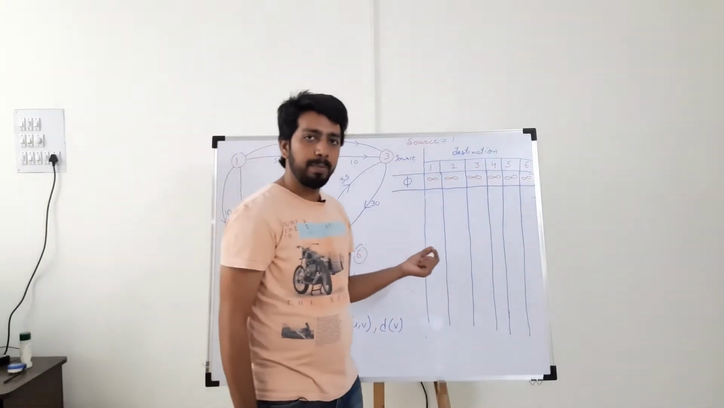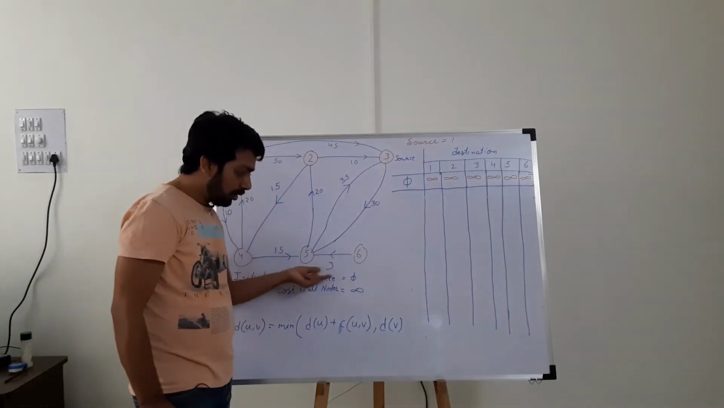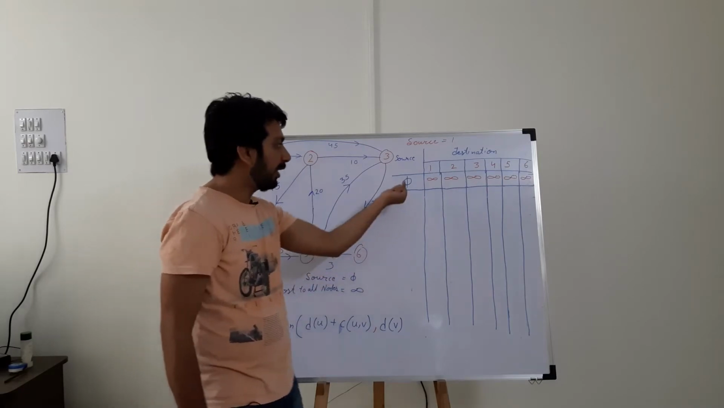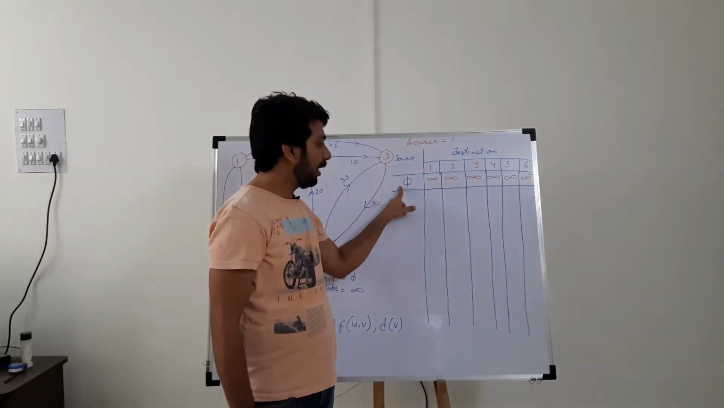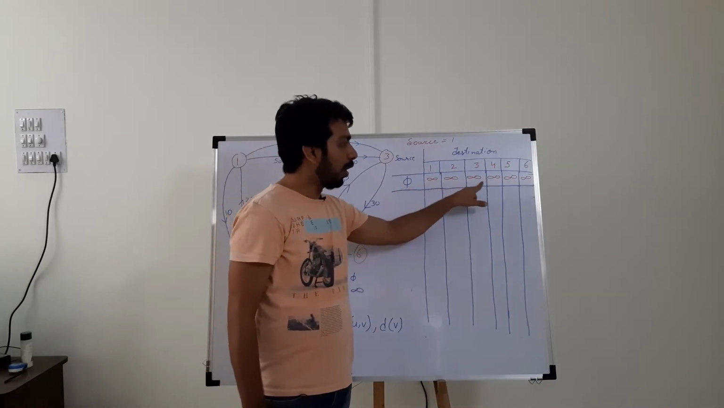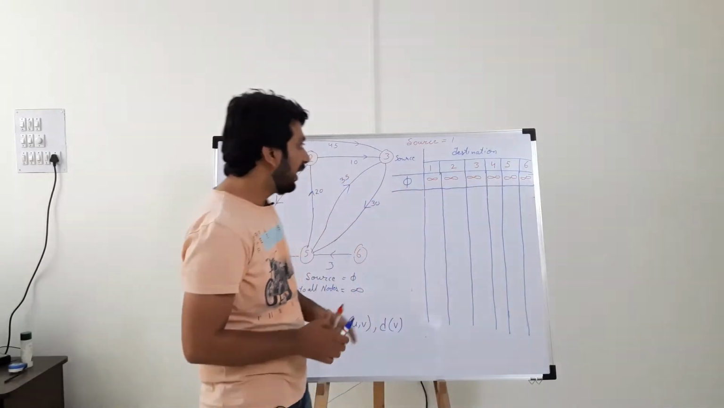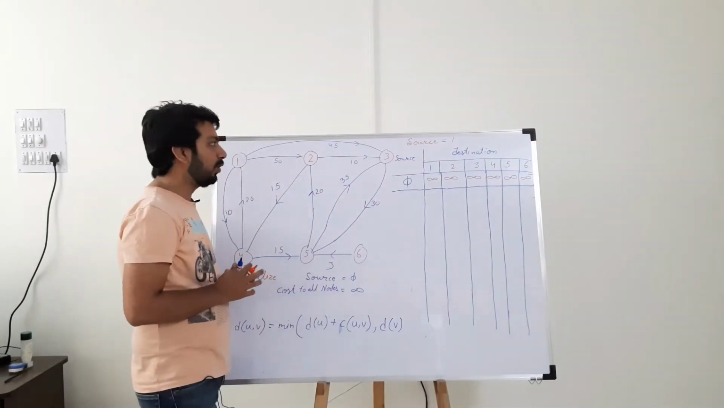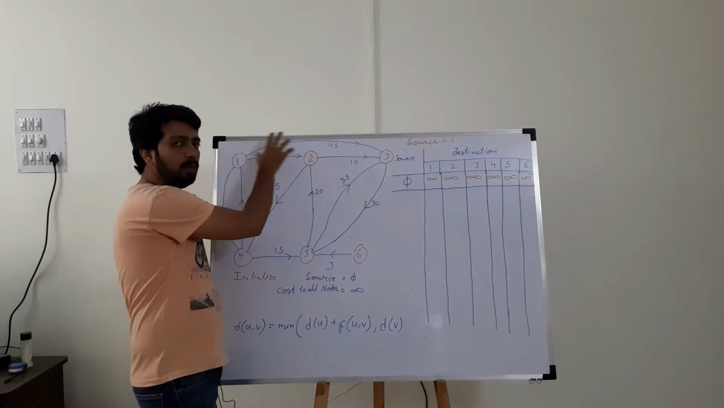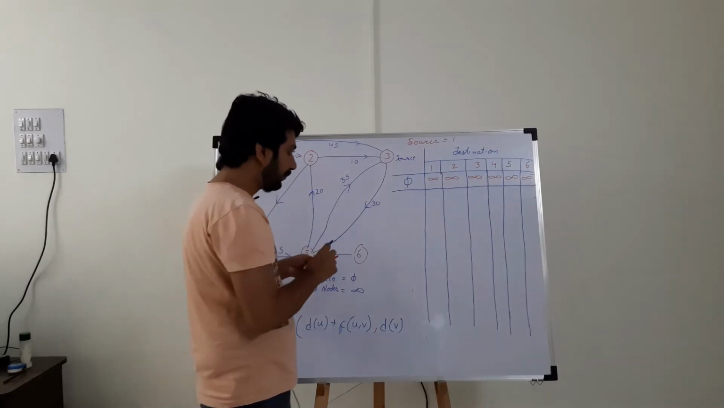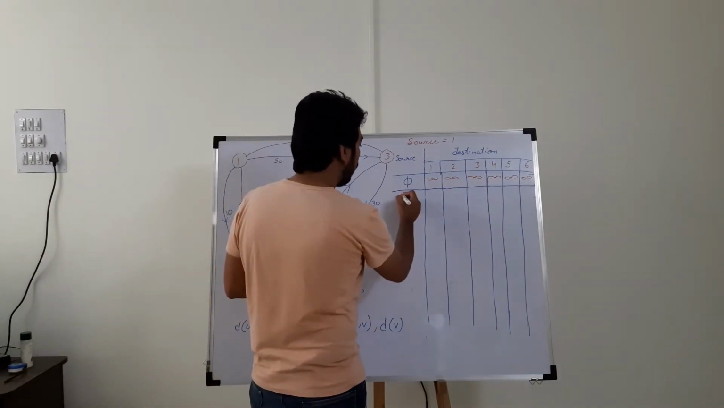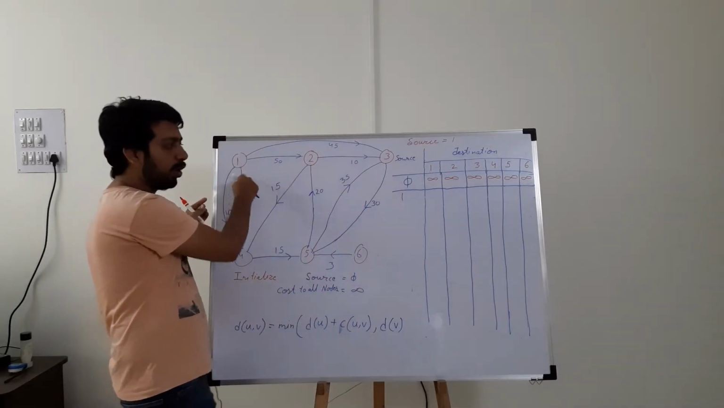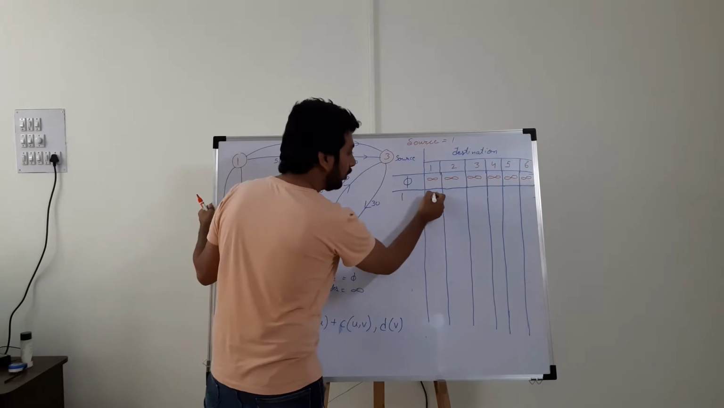To solve this problem, initially we set source equal to 5 and cost to all other nodes is infinite. Here we can see my source is 5 and cost to all other nodes is infinite. In our problem, source is given 1. That means we need to find out the shortest path from 1 to all other nodes. So first we are taking 1. From 1 to 1 there is no cost, so cost is 0.